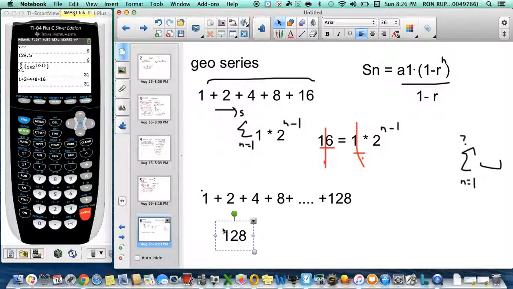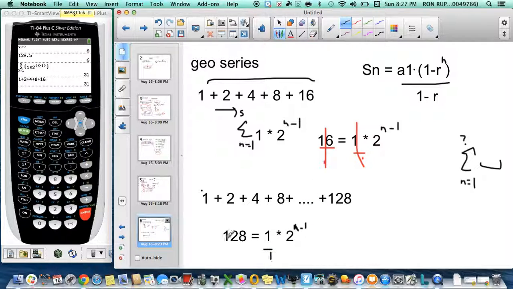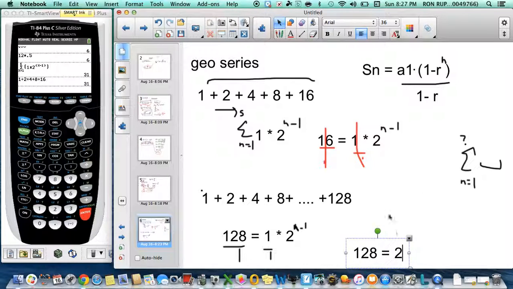We know the last term is equal to the first term times our common ratio. As you can see, multiply by 2, multiply by 2, multiply by 2, to the n minus 1. So now we have to work on getting this by itself, so we divide each side by 1. It won't always be that nice and pretty, but in this example it is. So now we have 128 equals 2 to the n minus 1.